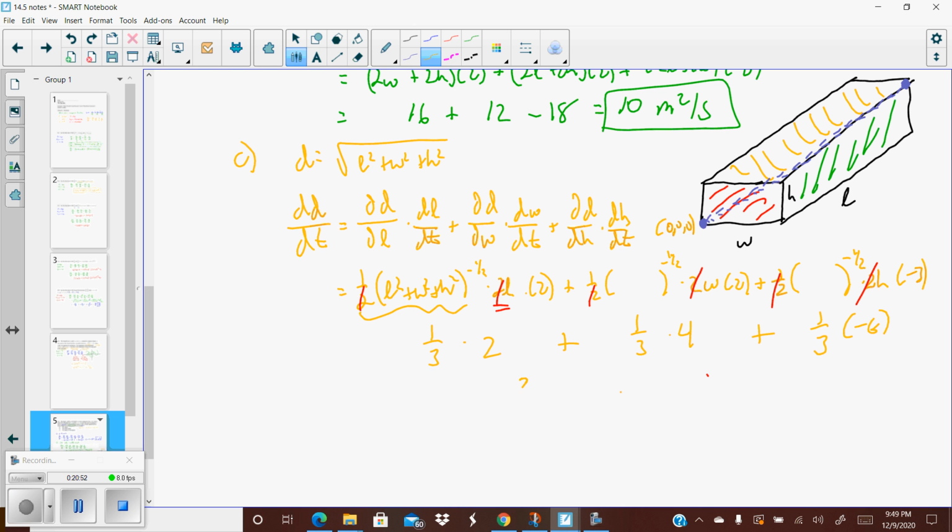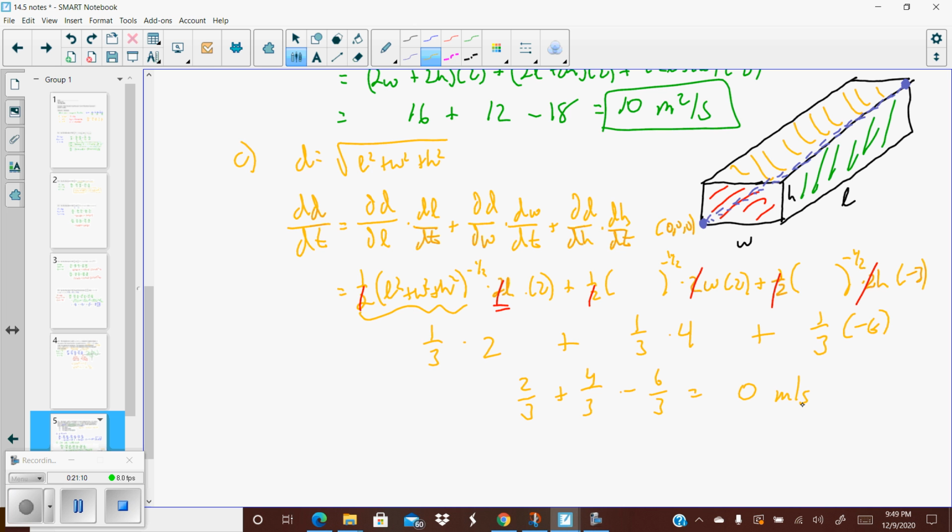So we're going to get 2/3 plus 4/3 minus 6/3, which ironically is 0. And this is length, so it's going to be 0 meters per second.